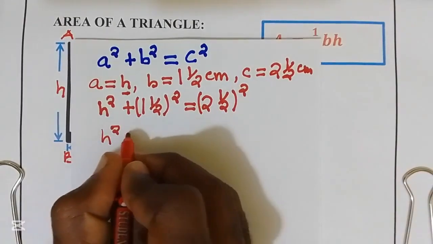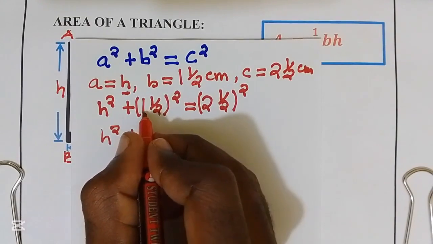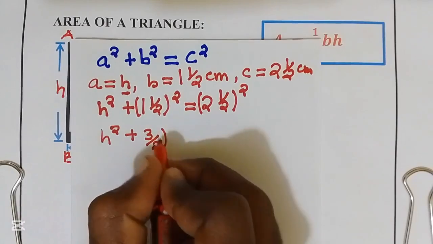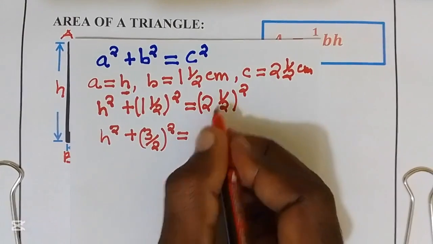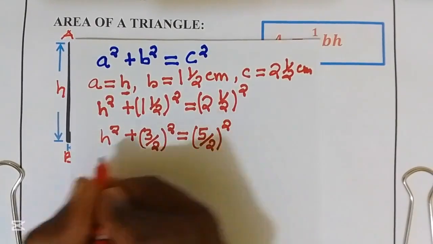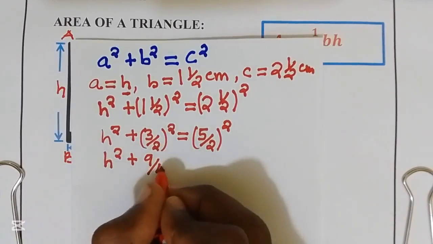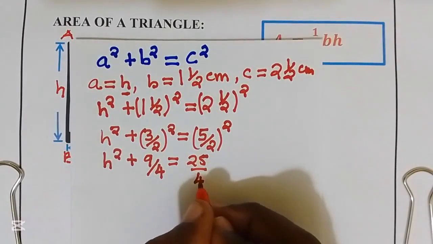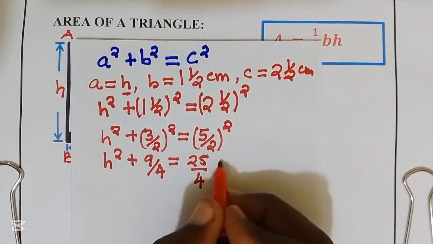H squared plus, let's change this into an improper fraction. 2 multiplied by 1 is 2, plus 1, that is going to be (3/2) squared. This is equal to 2 multiplied by 2 is 4, plus 1, 5, so (5/2) all squared. H squared plus 9/4 is equal to 25/4.